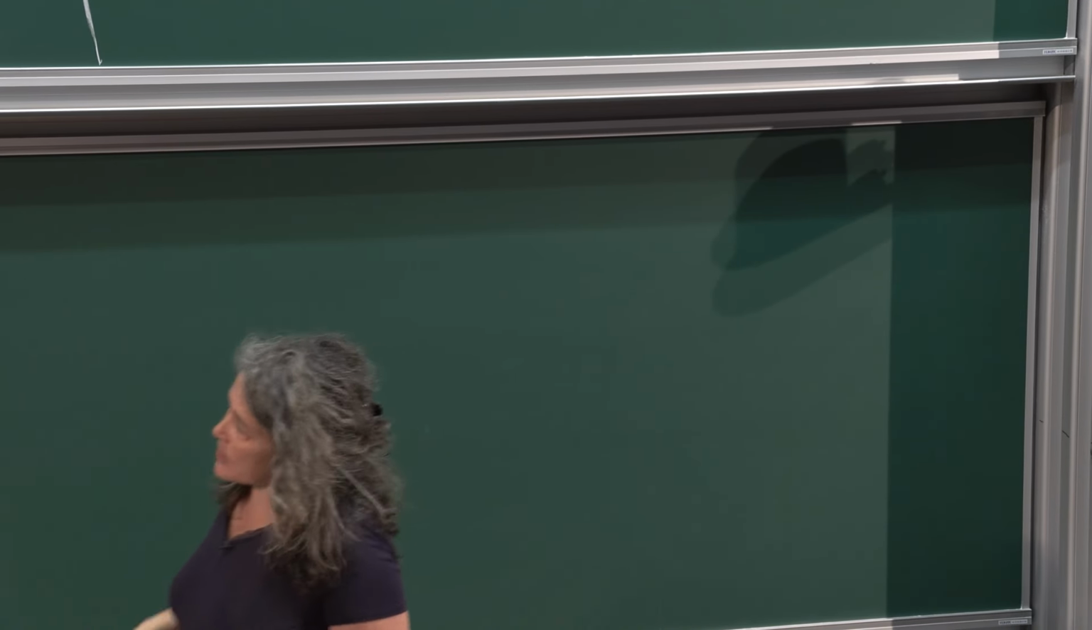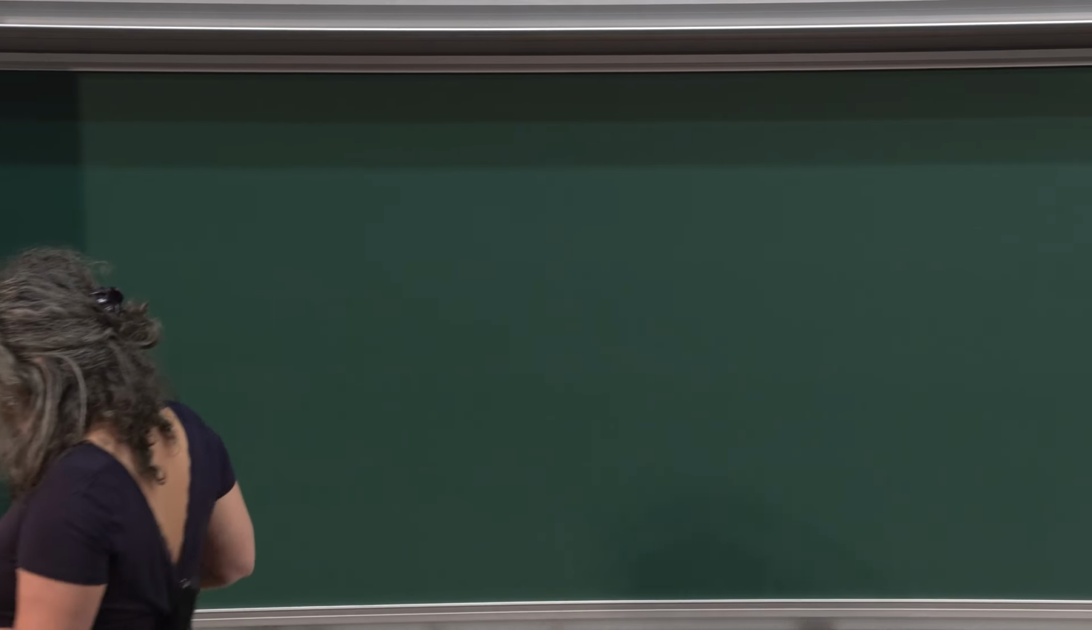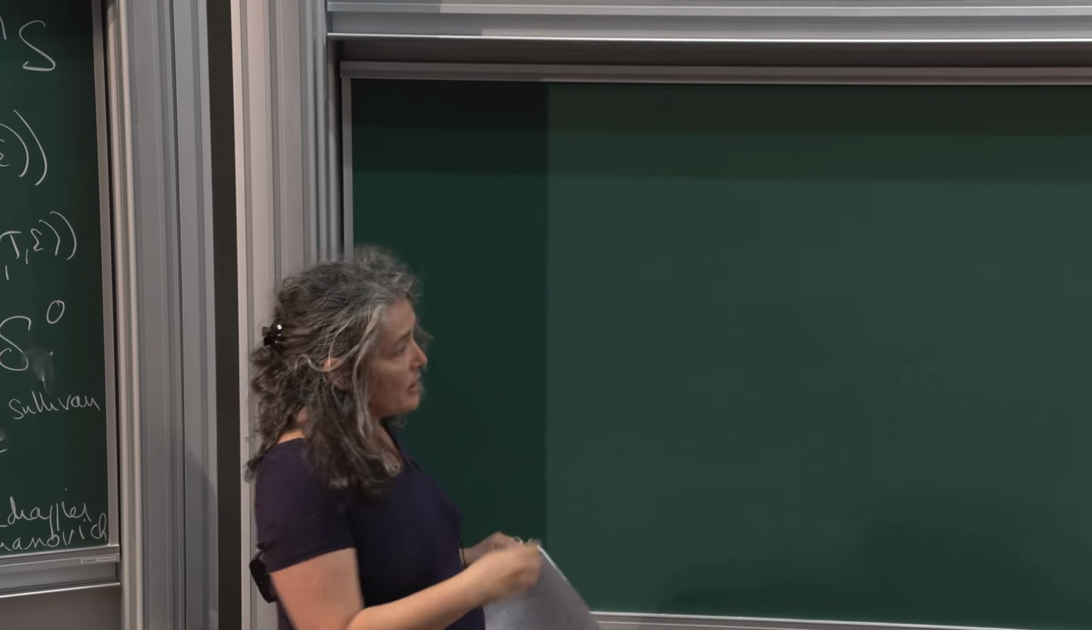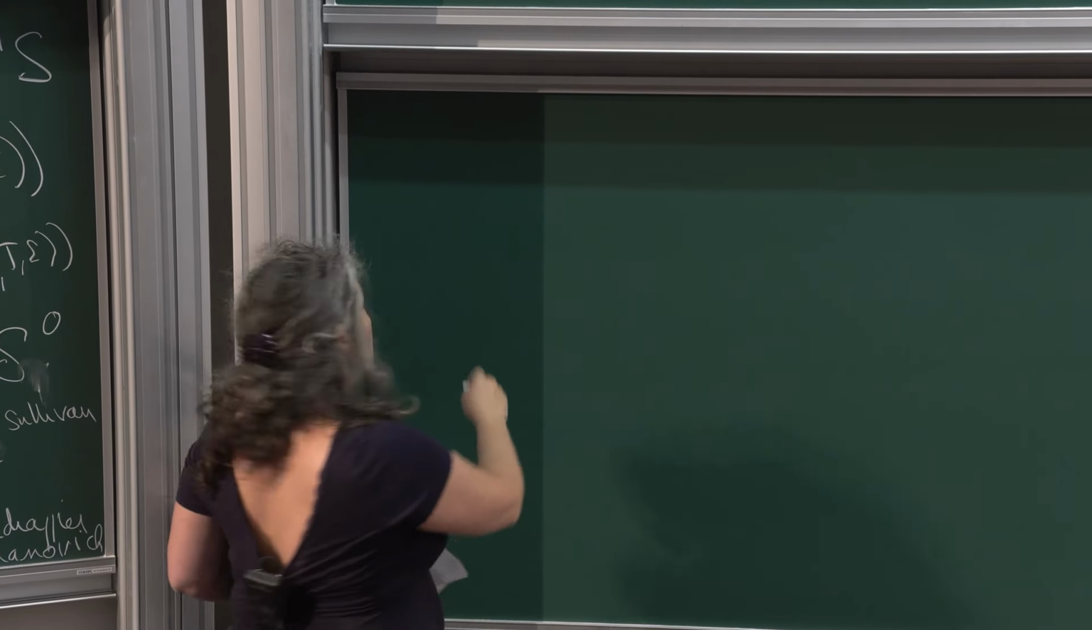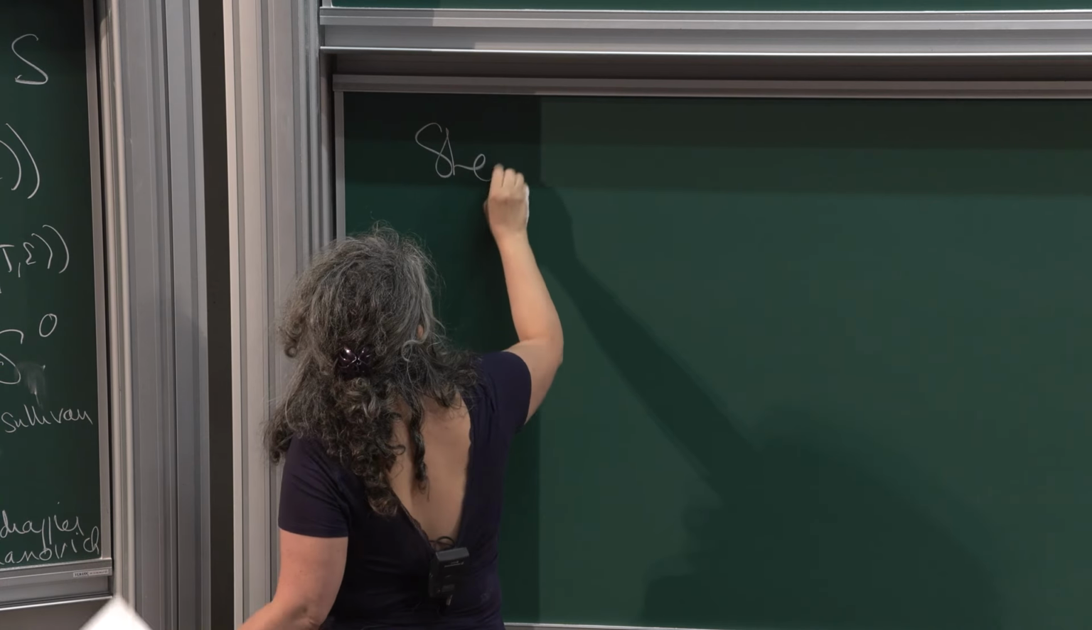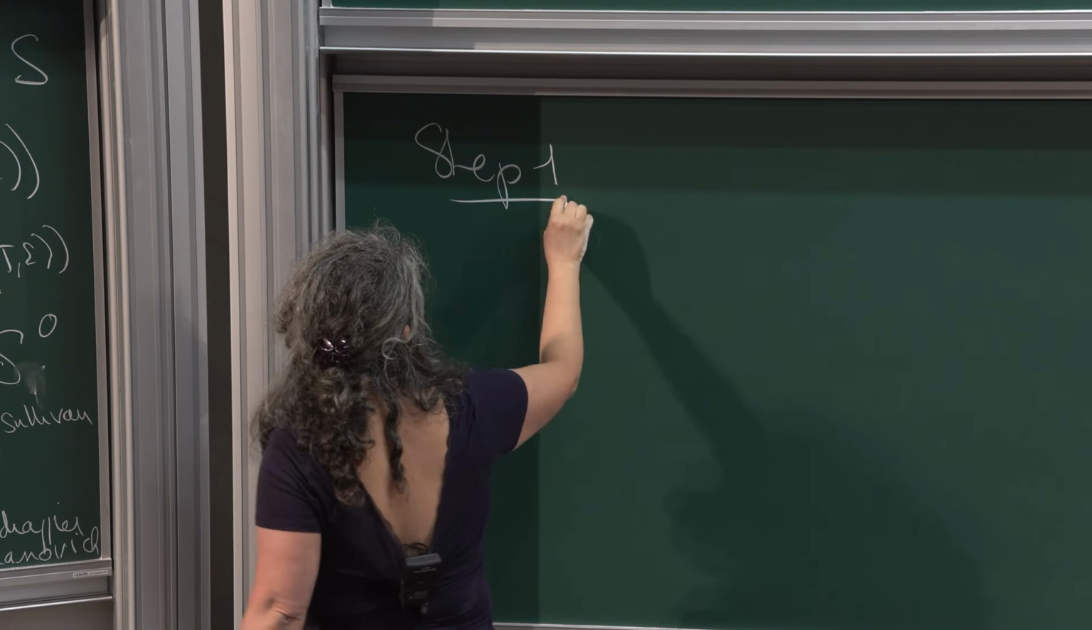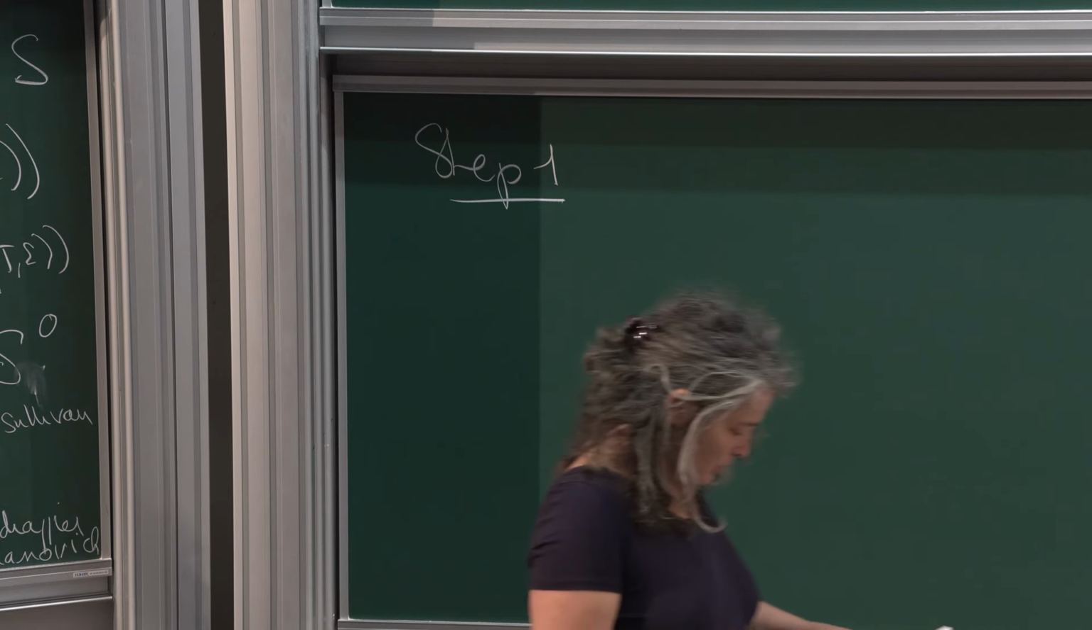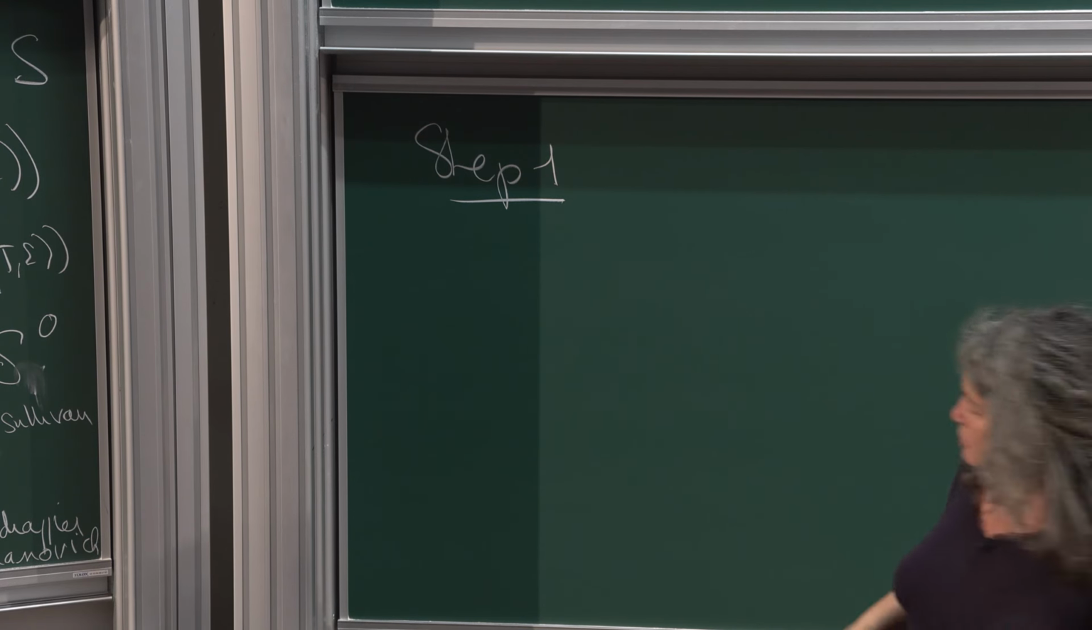And the proof goes as follows. So first I write the 5 steps, and then I'll give details. Step 1, you construct what we call the twisted Poincaré series.